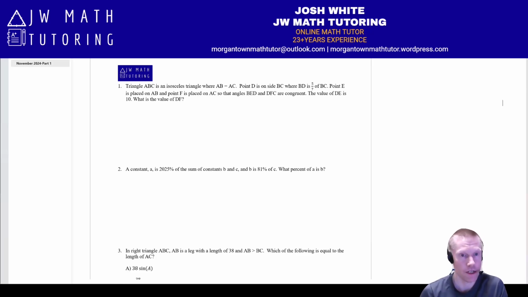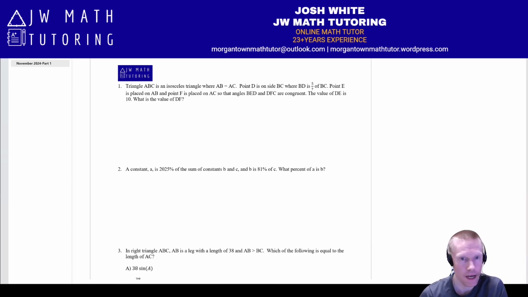All right, so let's go ahead and get started now with question number 1. So this one looks like a fairly complicated problem, and it is because you have to set up the diagram and everything, but once you do that, it's actually not that bad.